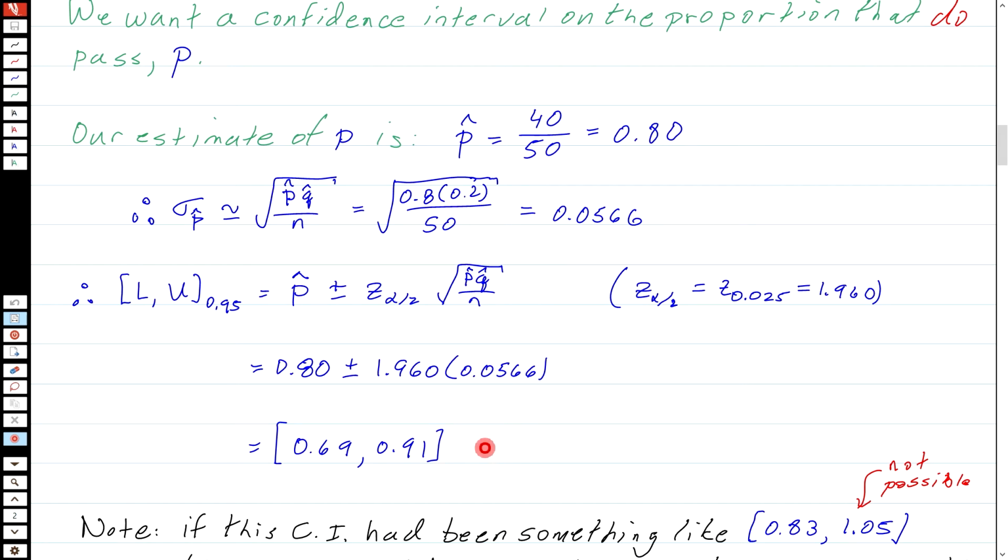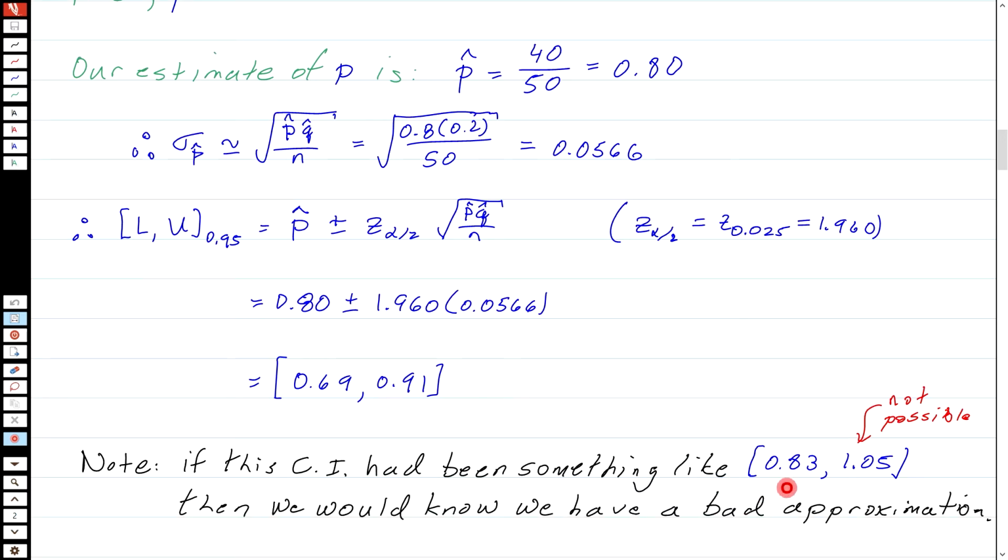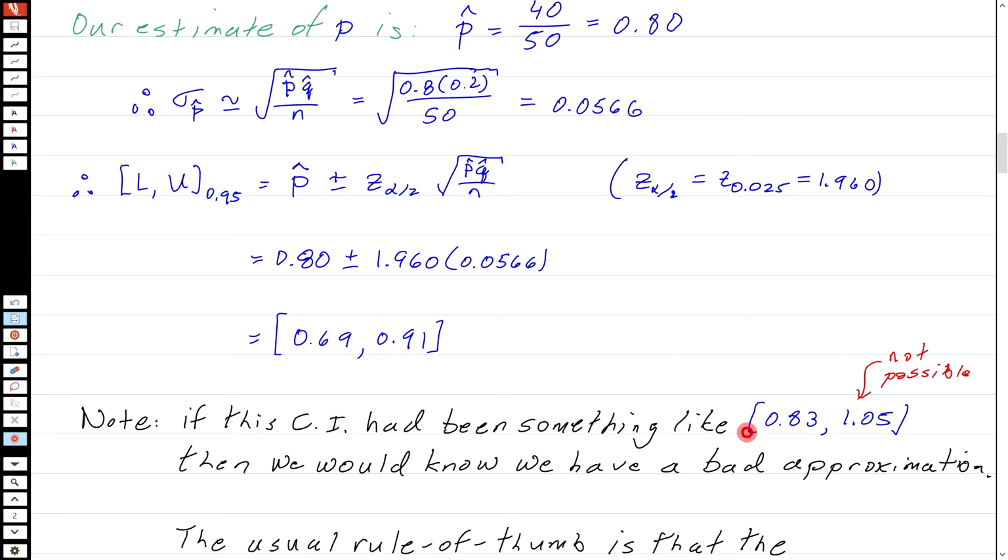The fact that neither of these endpoints is below 0 or above 1 means that this is probably a reasonable approximation. It's not going to be precise, but it's going to be reasonable. If you had seen a range that went 0.83 to 1.05, you'd know that's not a good approximation, because the largest value that P can be is 1. If we're getting a confidence interval that goes beyond 1, then you know something's wrong with your approximation. We would have to go back to first principles or just cut this off at 1.